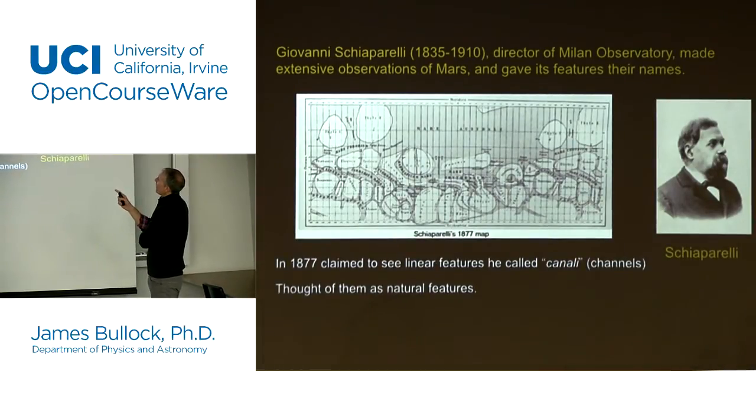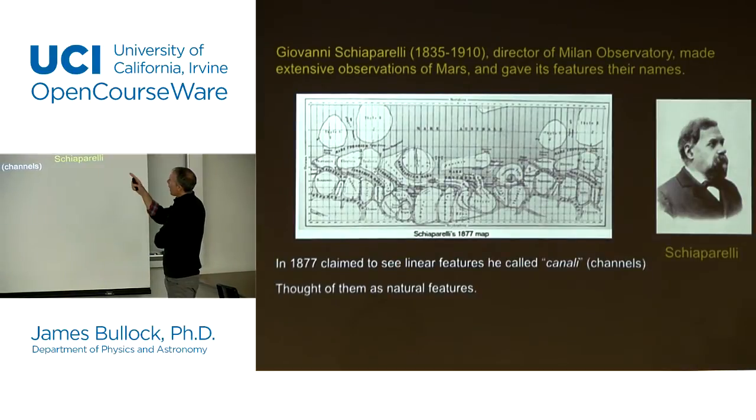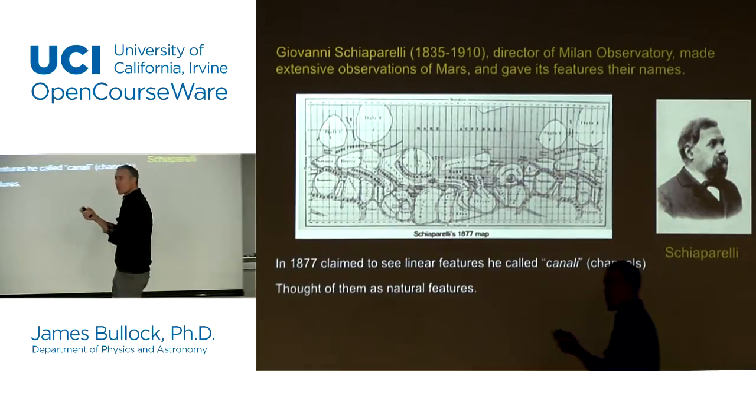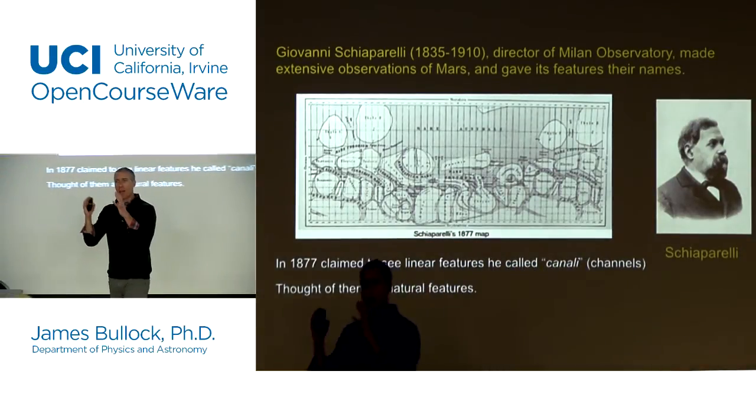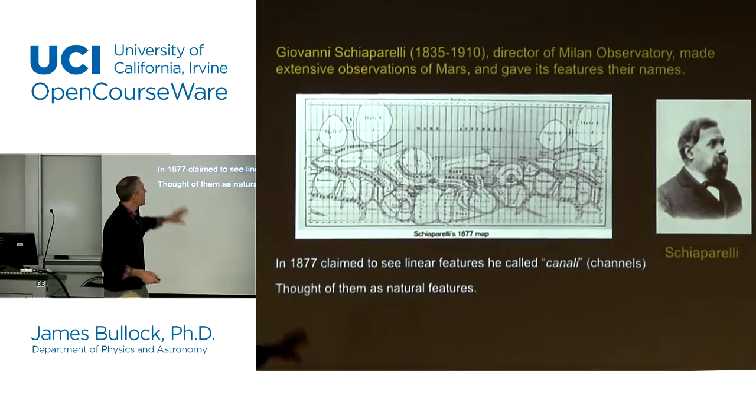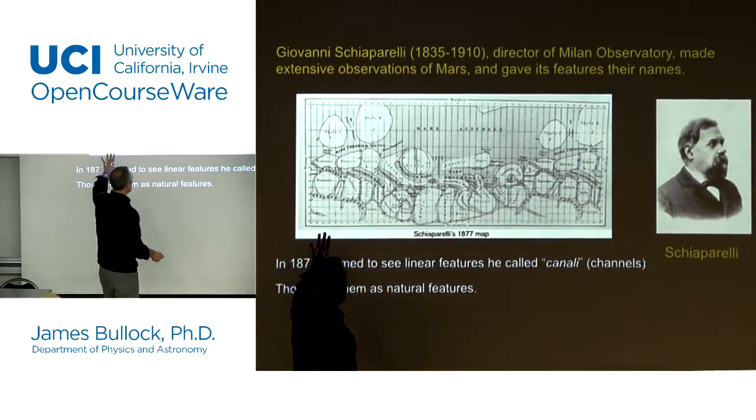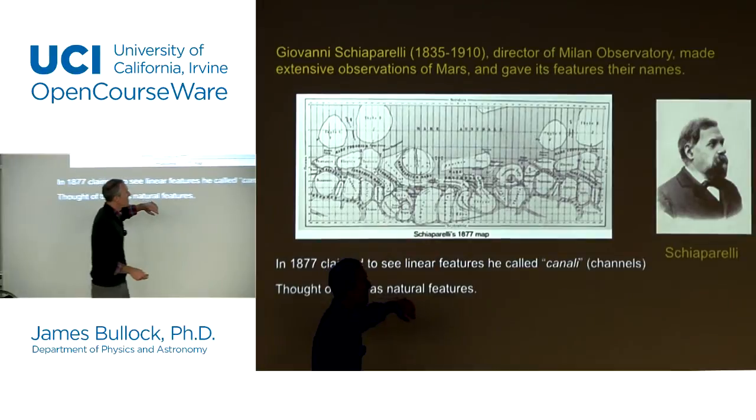Giovanni Schiaparelli, in the late 1800s, was the director of the Milan Observatory. One of the things he was very interested in was mapping out the surface of Mars. He made these maps of the surface of Mars, and here's one of his maps from 1877.